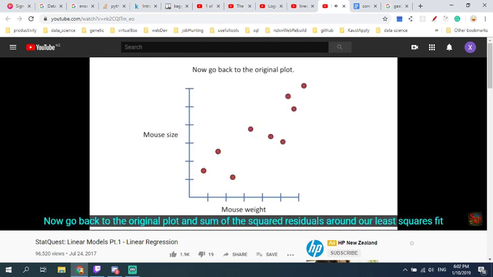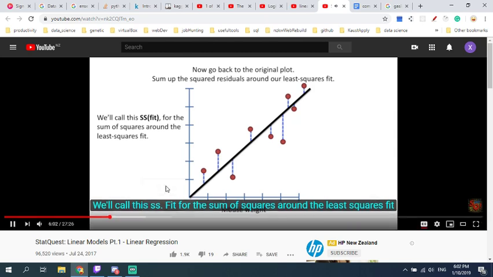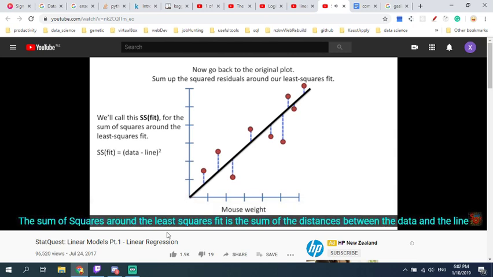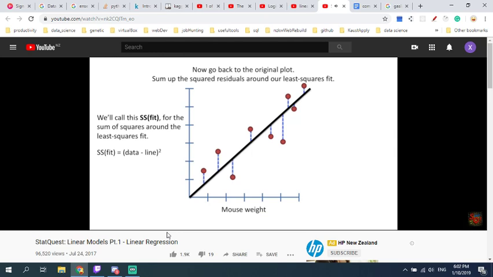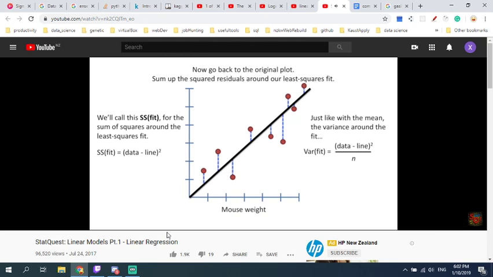Now go back to the original plot and sum up the squared residuals around our least squares fit. We'll call this SS fit for the sum of squares around the least squares fit. The sum of squares around the least squares fit is the sum of the distances between the data and the line squared. Just like with the mean, the variance around the fit is the distance between the line and the data squared divided by n, the sample size.